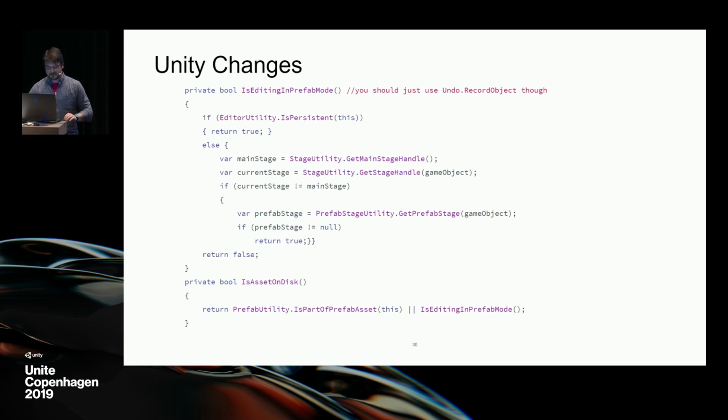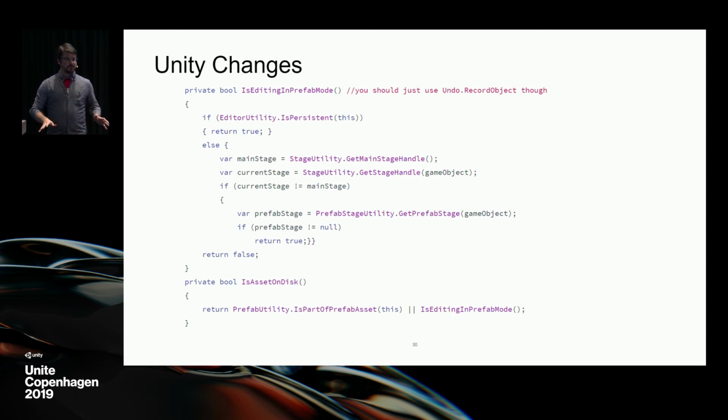The tricky thing here is that there's this StageUtility.GetStageHandle and the PrefabStageUtility.GetPrefabStage. By comparing those things, you can then figure out, hey, I'm a prefab that's being edited in the prefab editor right now, so I'm no longer an asset on disk. I no longer obviously appear like a prefab, and the normal checks won't succeed. For your code, hopefully, you never have to worry about this.